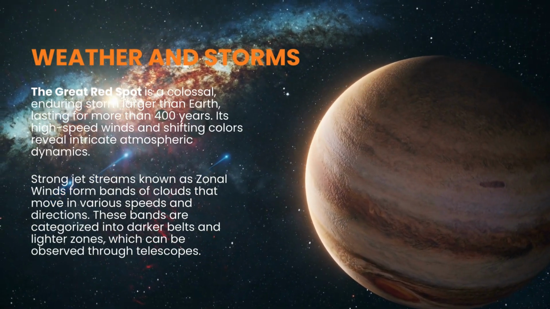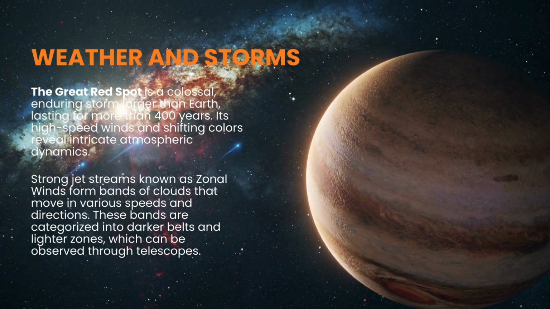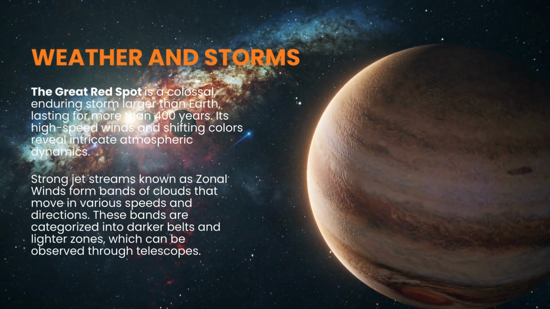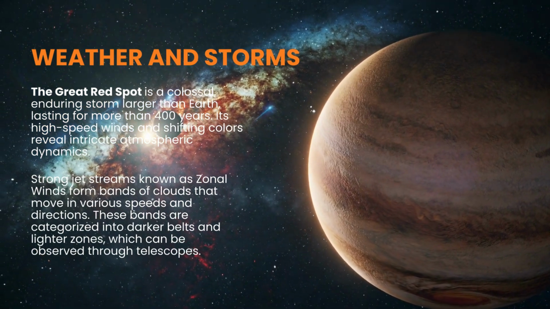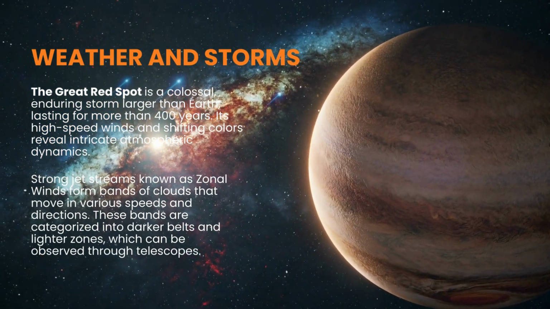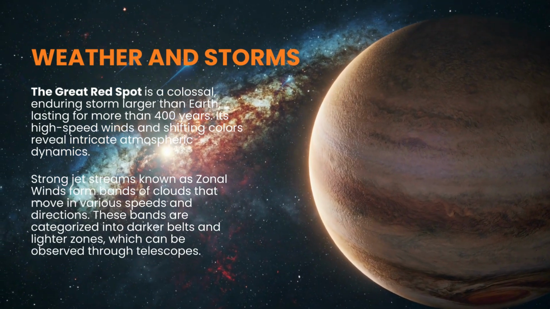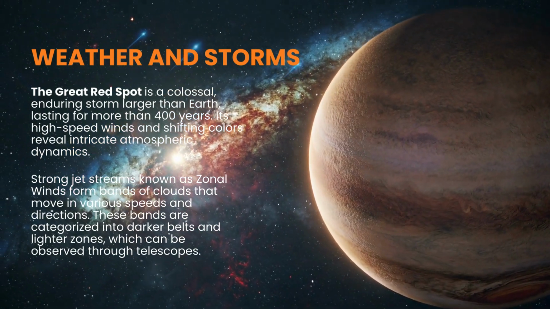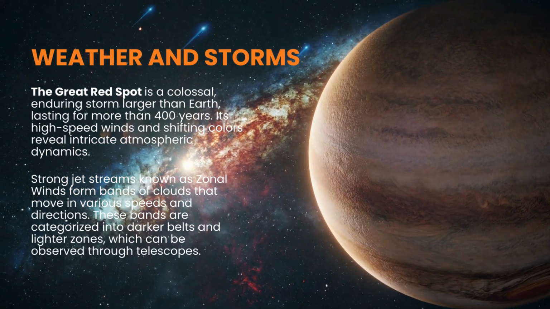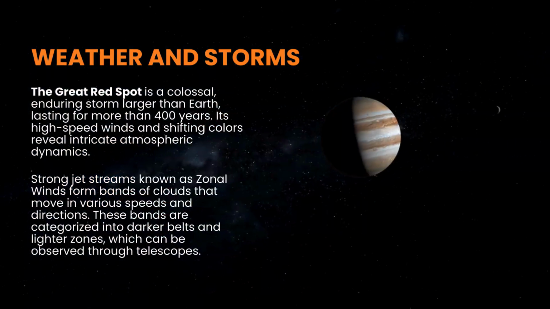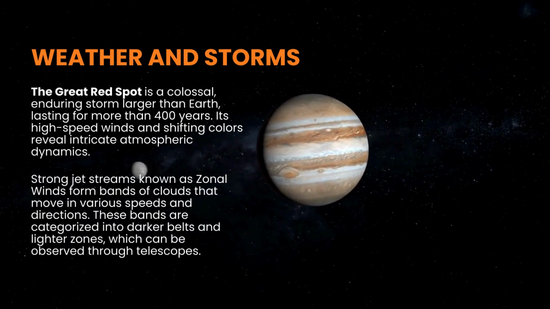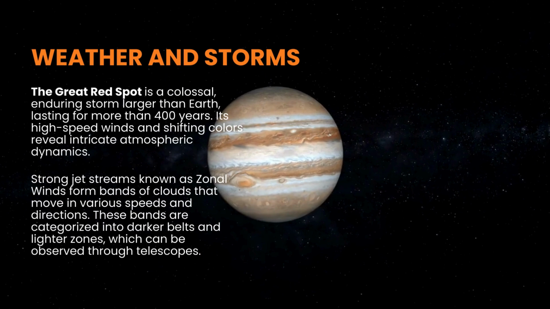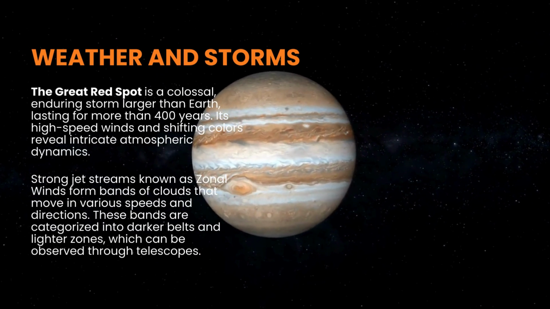Weather and storms. The Great Red Spot is a colossal, enduring storm larger than Earth, lasting for more than 400 years. Its high-speed winds and shifting colors reveal intricate atmospheric dynamics. Strong jet streams known as zonal winds form bands of clouds that move in various speeds and directions. These bands are categorized into darker belts and lighter zones, which can be observed through telescopes.